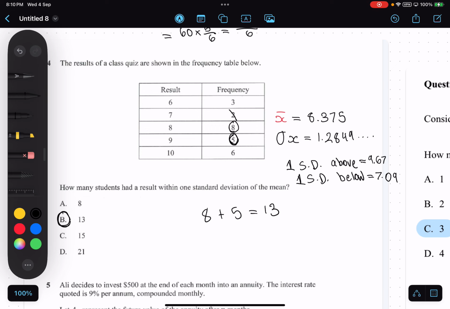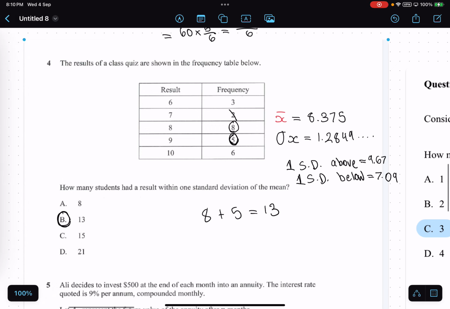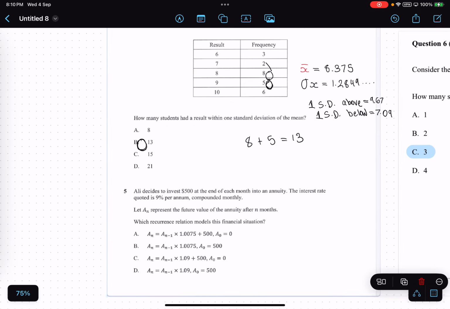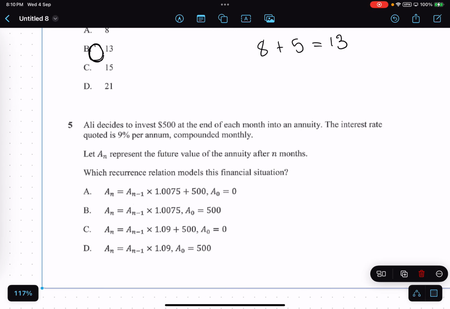Alright. Okay, moving on to question 5. Alright. Question 5. Ali decides to invest $500 at the end of each month into an annuity. The interest rate quoted is 9% per annum compounded monthly. Let A_n represent the future value of the annuity after n months. Which recurrence relation models this financial situation?